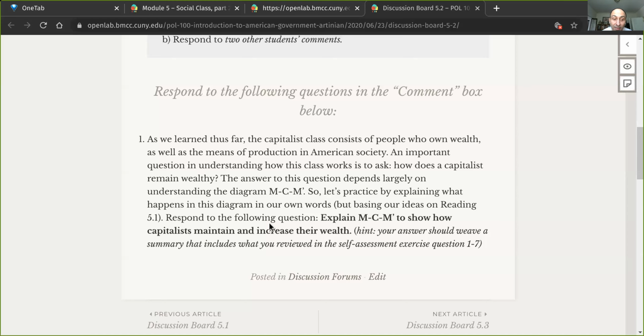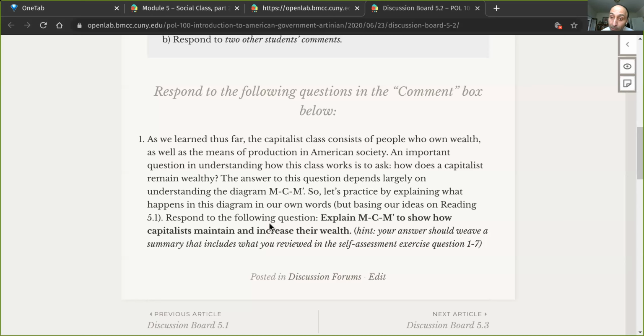How do capitalists maintain and increase their wealth? By doing MCM prime in their daily lives. I'll give you a hint. They create a business, a private for-profit business. They create a coffee chain. But what is necessary in order to start Starbucks? Let's say we're the owners of Starbucks and we're starting a coffee chain.